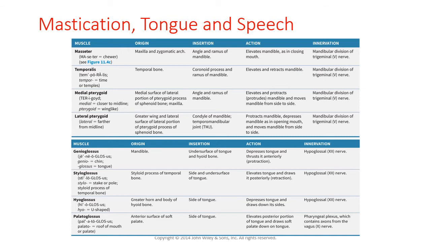They have the medial and lateral pterygoids. It's going to help elevate and protract the jaw and also move the mandible from side to side as in grinding. And again, there are your 4 glossus muscles.